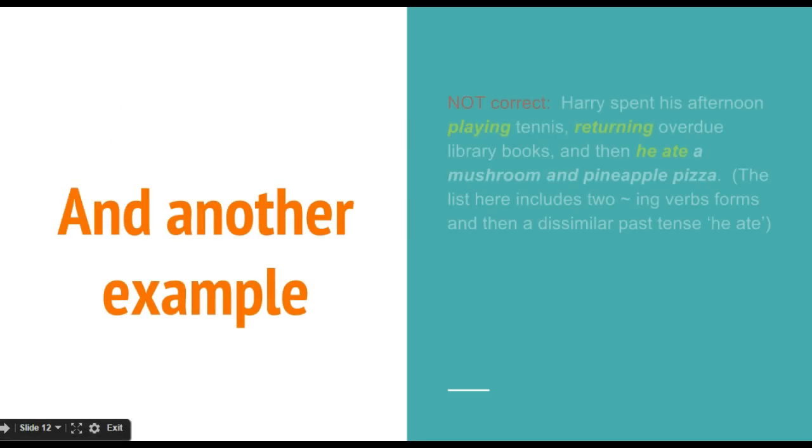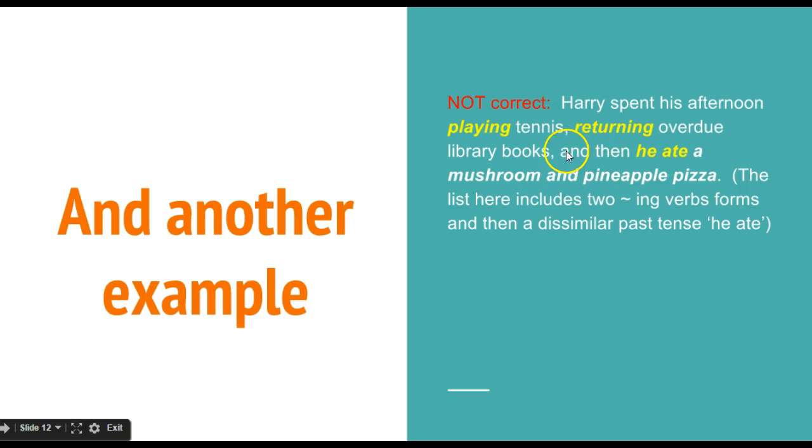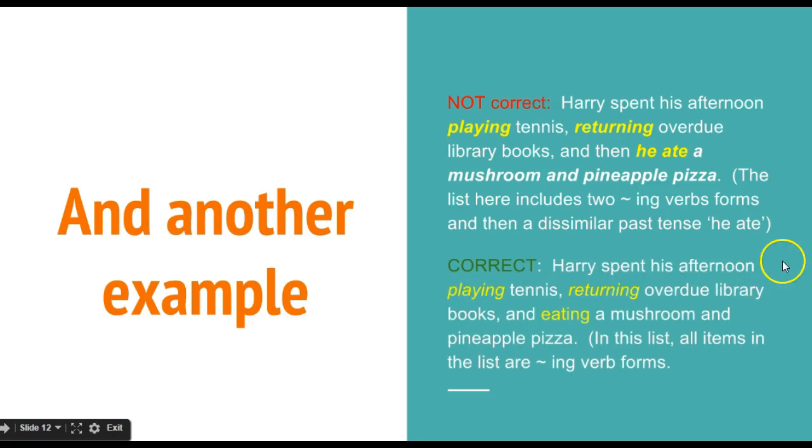One more example. Not correct is, Harry spent his afternoon playing tennis, returning overdue library books, and then he ate a mushroom and pineapple pizza. I can't even imagine a mushroom and pineapple pizza, though I have had blue cheese and banana. It's pretty good. Anyway, ing, ing, and then you've got this he ate in the middle. The list of things that Harry did during his afternoon does not include similar items. So you would correct it by saying, Harry spent his afternoon playing tennis, returning overdue library books, and eating a mushroom and pineapple pizza. So there's three ing items here.